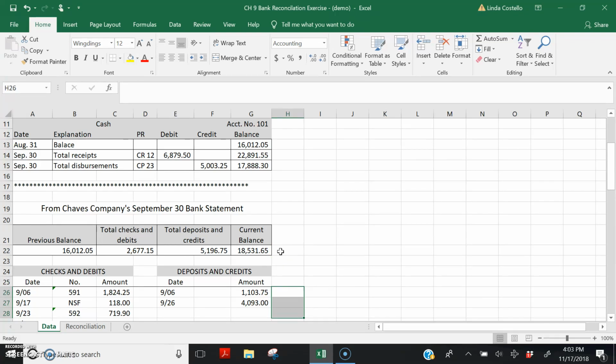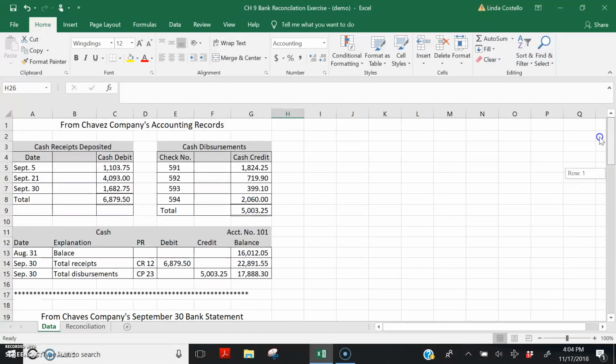Let's get ready to prepare our bank reconciliation by identifying all differences between the numbers recorded on the books and the numbers recorded on the bank statement. We'll compare our deposits per books with the deposits shown on the bank statement. We'll also compare cash disbursements per the books with checks and other payments per the bank statement.